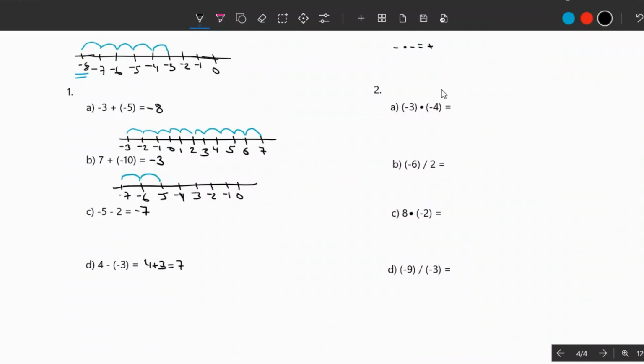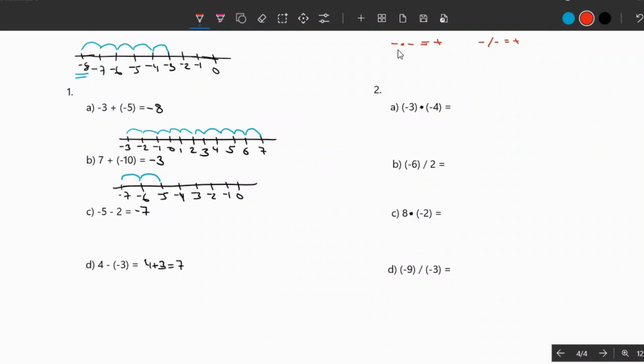I should be writing that in another color. So let's change the color. Negative multiplied by negative will give us positive. And the same is said about division. So if you have a negative number and you divide it by a negative number, you will always get a positive answer.